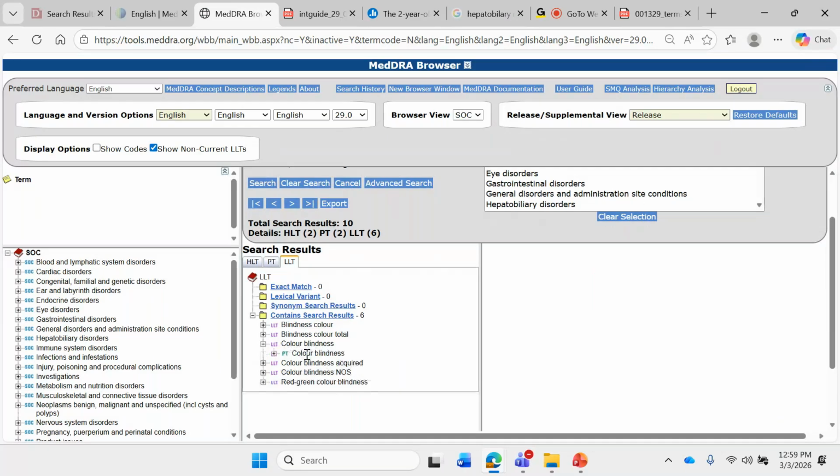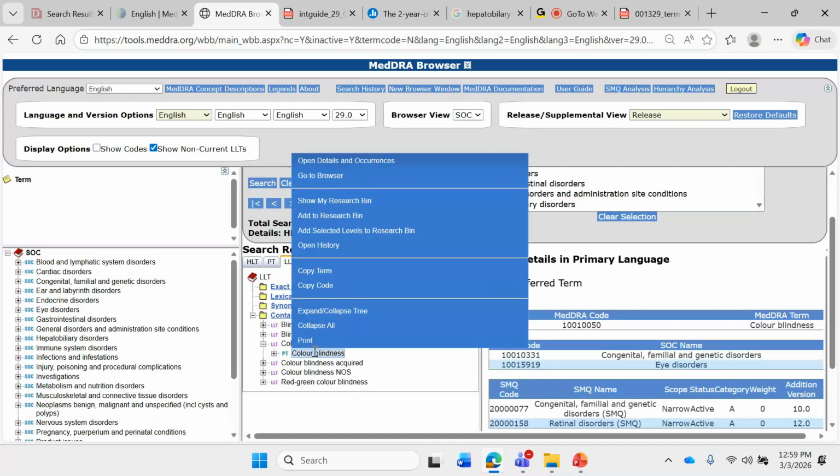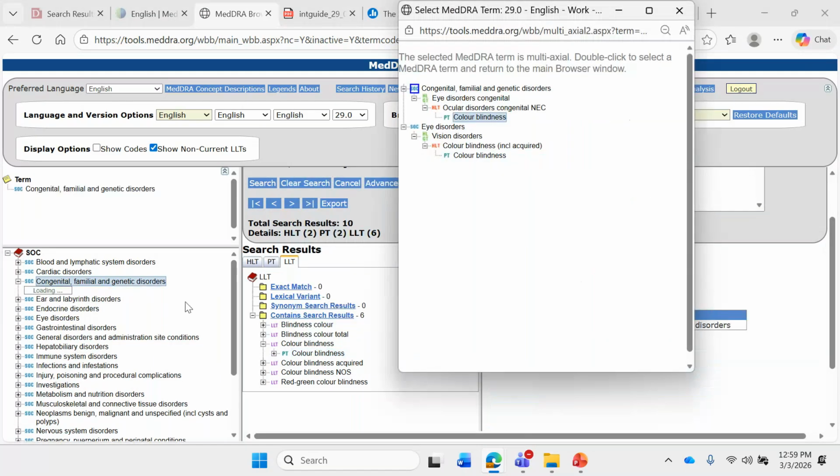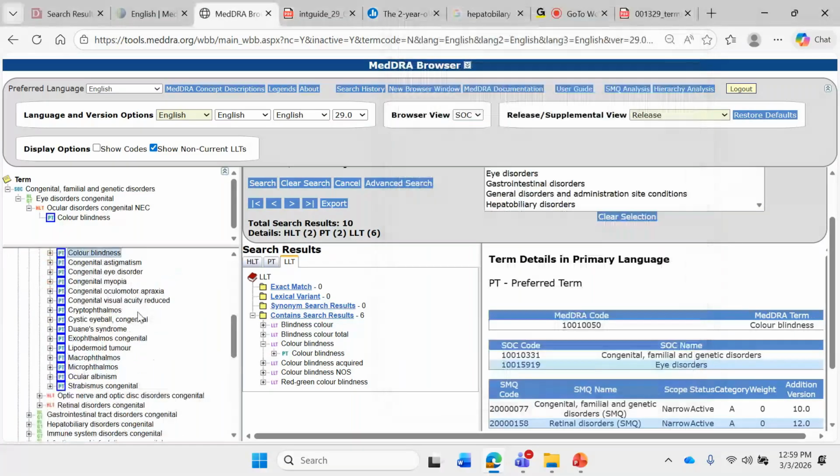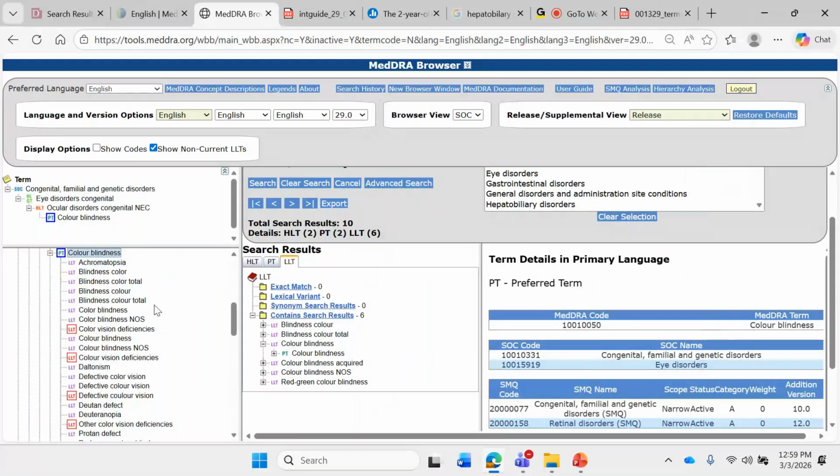British spelling option is at PT level, and the American English option is at LLT level. The only thing we were trying to emphasize was trying to do an exact match, but technically the word order or the spelling of British English does not matter. You would be absolutely correct either way. To say color blindness, blindness color, it's one and the same.